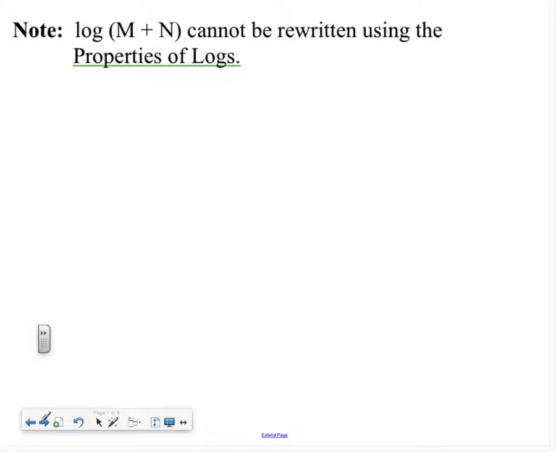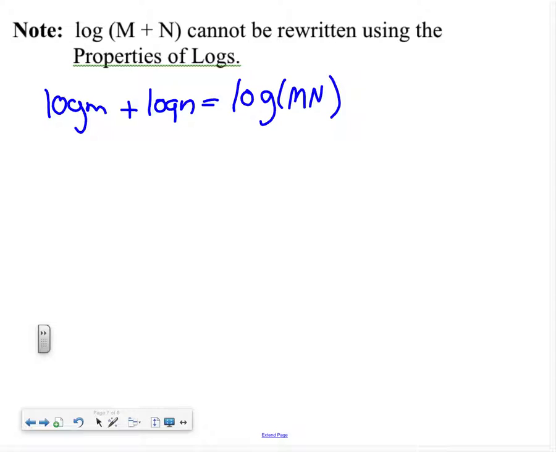All right, so note log of m plus n, there's no rule for that. Don't ever mess with the log of a sum, right? We have the log of m plus the log of n is the log of mn. So we have a rule for the sum of two logs, but we don't have a rule for the log of a sum, so we just don't mess with that, okay? That's probably the most common mistake people make. Okay. I think that's it.